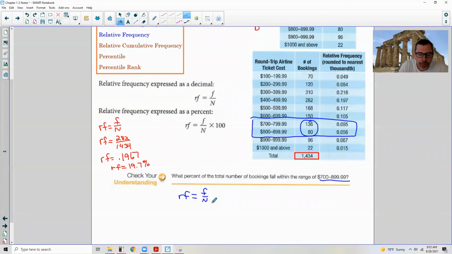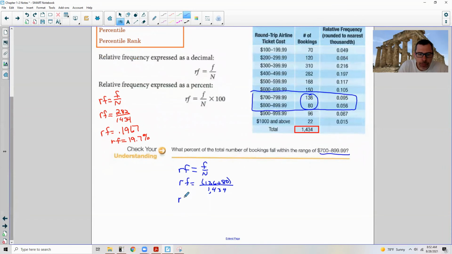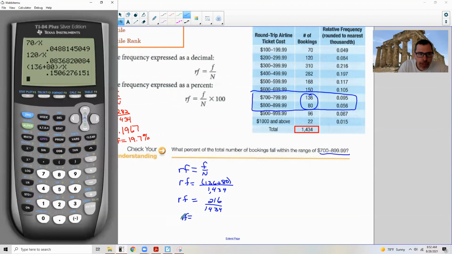Write the formula, substitute, and F is 136 plus 80 divided by 1434. Okay, and then that would simplify to 612 over 1434, and then that would equal what we got, 0.1506.